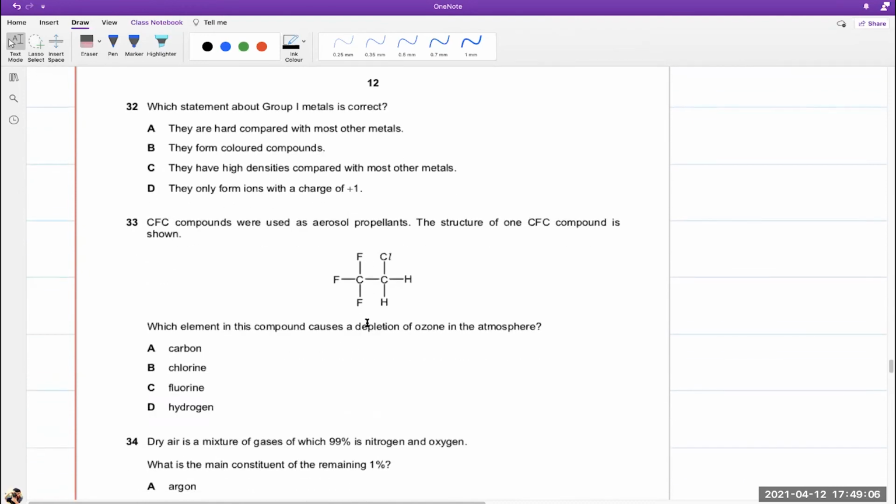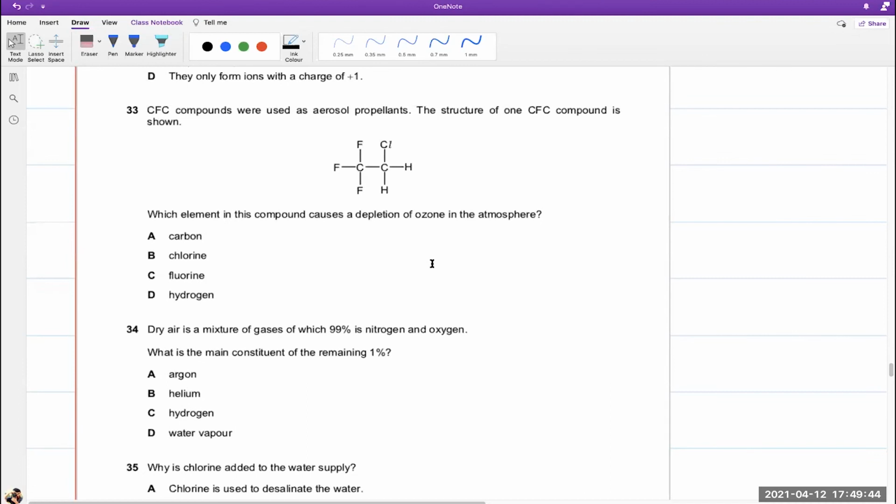Which statement about group 1 metal is correct? Group 1 का हमें क्या पता है? Soft होते हैं. Low density, low melting point, low density की वजह से they float on water, very reactive, and they react with water, producing hydrogen gas. ये सारी बातें हमें पता हैं group 1 के बारे में. And obviously they have positive 1 charges. Okay, so hard गलत है, they form colored गलत है because they are not transition. They have low densities, that's why they float. So C भी गलत है. D is right, they only form ions with positive 1. Yes.